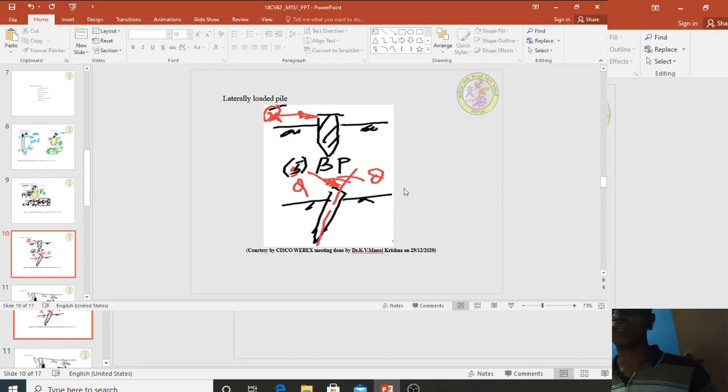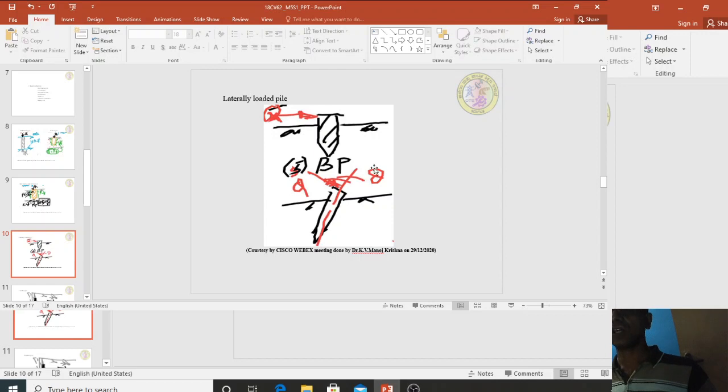Next is, whenever there are loads acting horizontally. Suppose you are driving a pile, but the wave effect is very high, acting laterally on the pile, which means you have to design a laterally loaded pile. There you have to take care of Q, the applied load Q, to sustain those particular stresses.